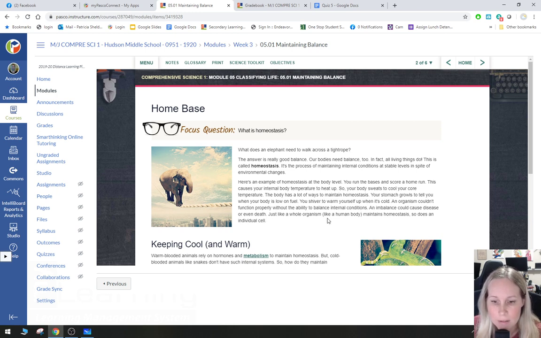Just like a whole organism, like a human body, maintains homeostasis, so does an individual cell. Okay, so what this means is, this is also a quiz question. Humans maintain homeostasis with our body. We have to maintain that temperature. But also our individual cells at the cellular level need to do their thing in order for them to survive as well. And we'll get into that in a minute.